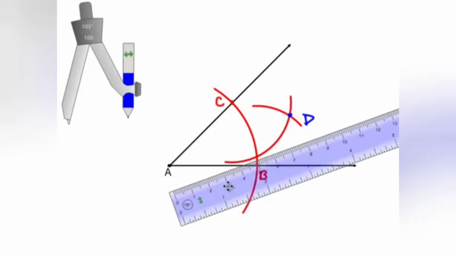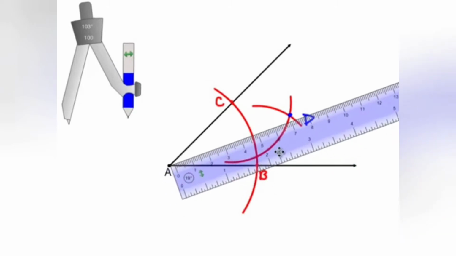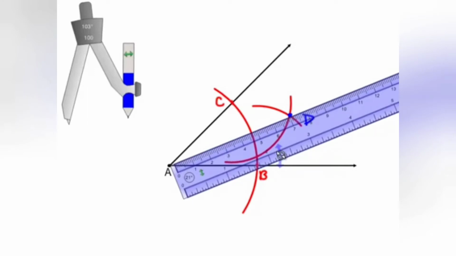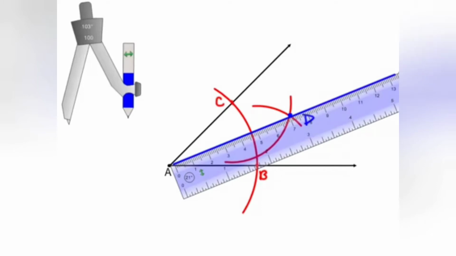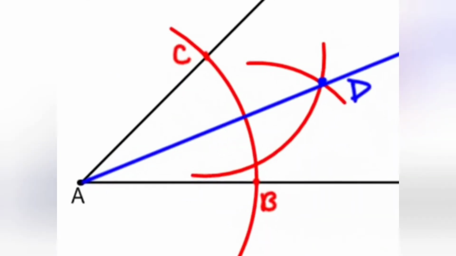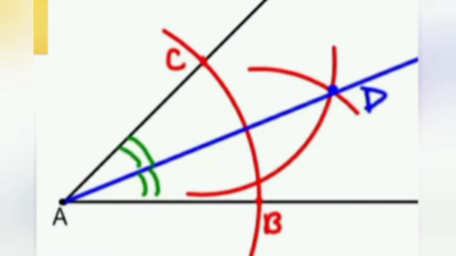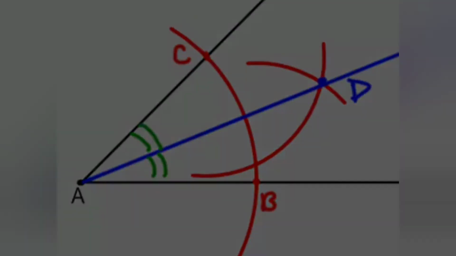Next, take your meter rule and make a straight line that connects A and D. Line AD is the bisector of angle BAC. So, angle BAD is equal to angle CAD. And here, that's it. I hope you understand how to bisect an angle now.